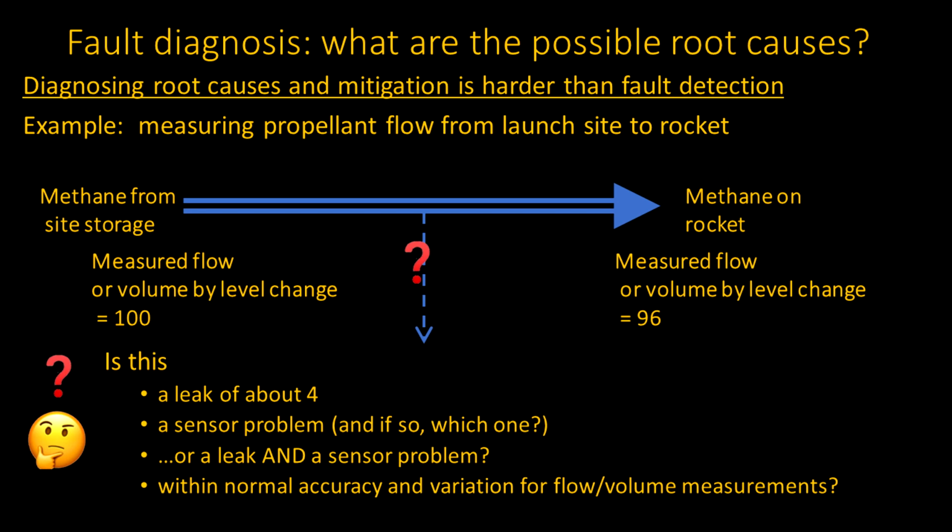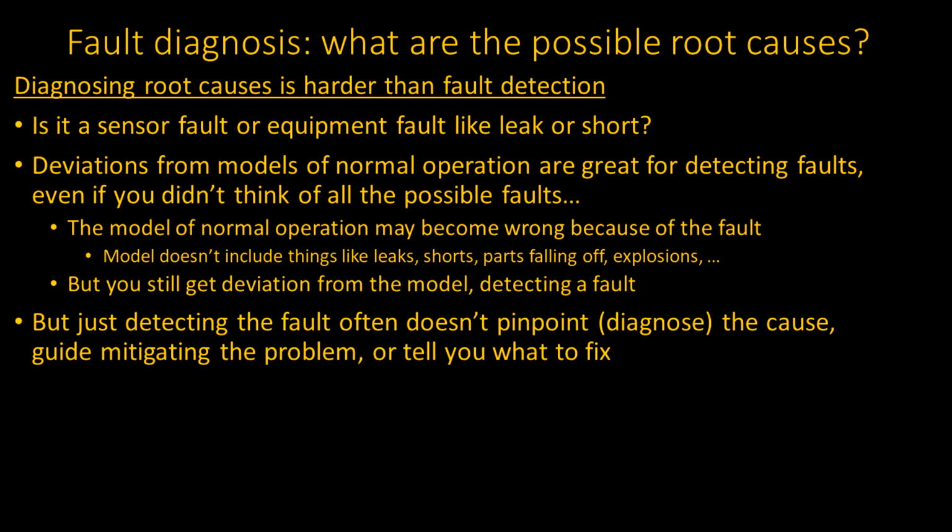Remember, in this example, we were just pumping some propellant from rocket storage to the rocket itself, and the measurements weren't in agreement. They differed. It looked like we might have lost some. We went from 100 down to 96. Now the question is, is that a leak? Is there a sensor problem? And if so, which one? Or maybe both? Or does that just fit within normal accuracy and variation for the flow or volume measurements that are done? It's this difficulty in sorting out sensor problems versus equipment problems that leads to a lot of trouble, and is why it's so difficult sometimes to actually do the diagnosis.